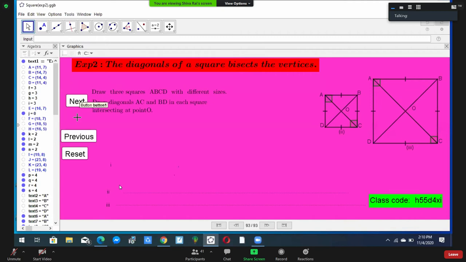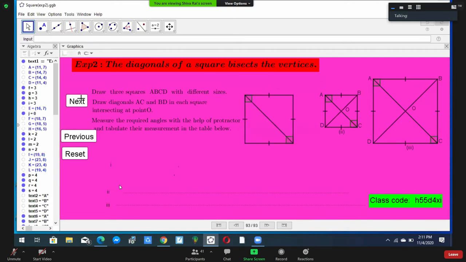Now, next you look here. Now measure the required angles with the help of a protractor and tabulate their measurements in the table below. Okay. After this you look here. I am going to show the first figure. First figure. Okay. Everyone look here.